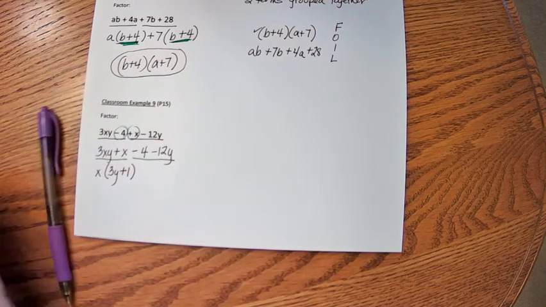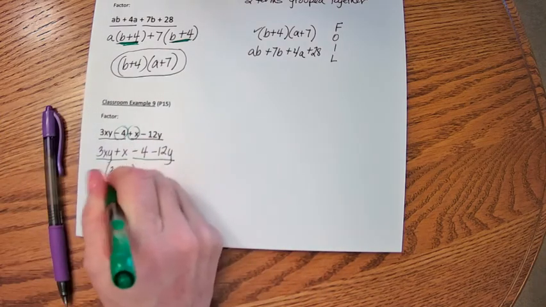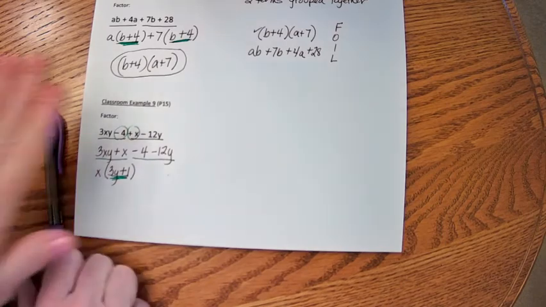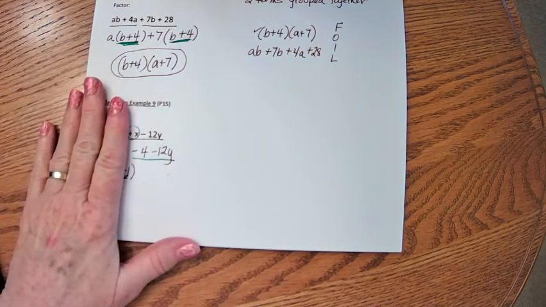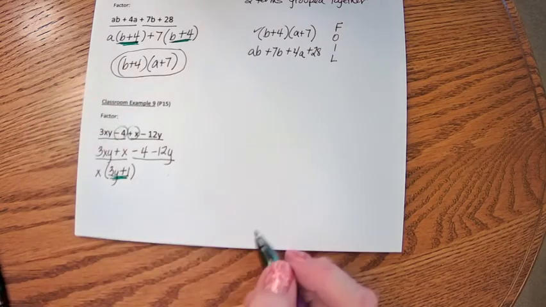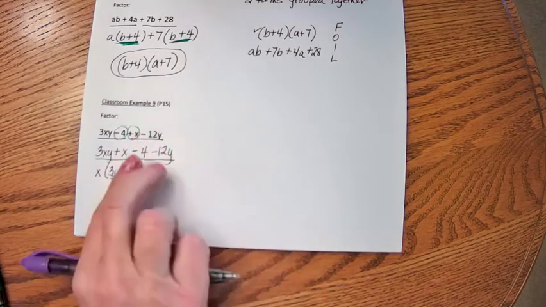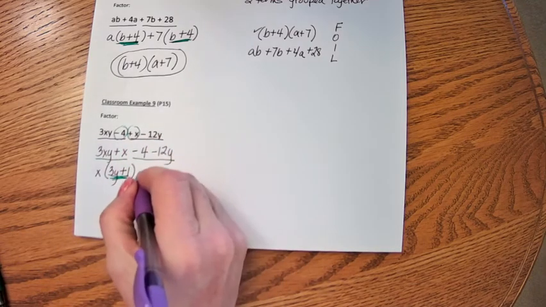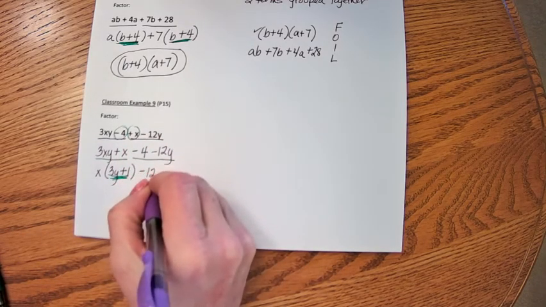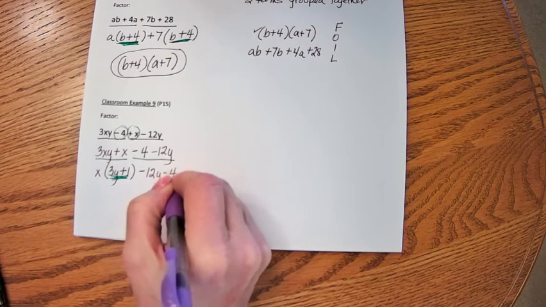All right, you know what I really want? I really want a 3y plus 1 over here. Am I going to get a 3y plus 1? Is that even a possibility from these terms? Not in the order they're currently listed, so I'm going to swap this order again too. I'm going to make that negative 12y minus 4.